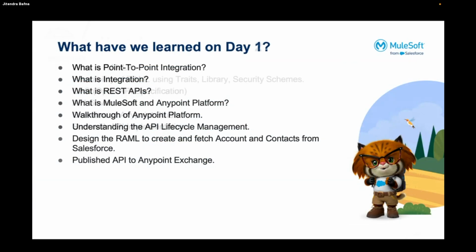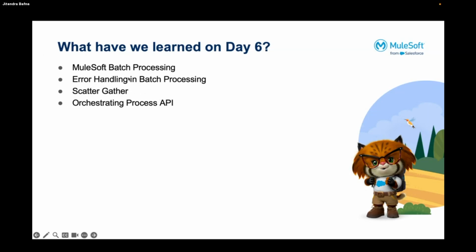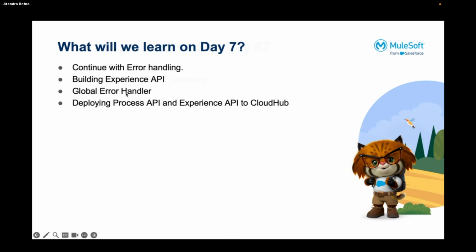I will just skip all these slides. So what we have learned on day 6: MuleSoft batch processing, error handling, scatter gather, and orchestrating the process API. In today's session, we will continue with error handling, building the experience API, the global error handler, and deploying the process API and experience API to CloudHub. So these are the things we're going to do in today's session.